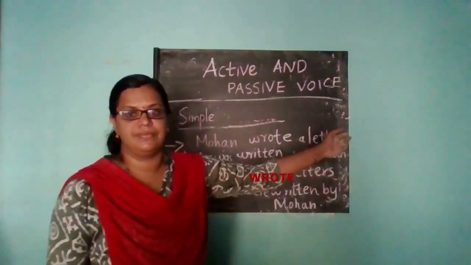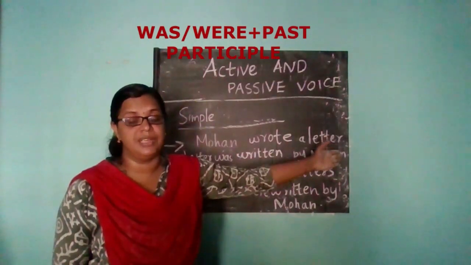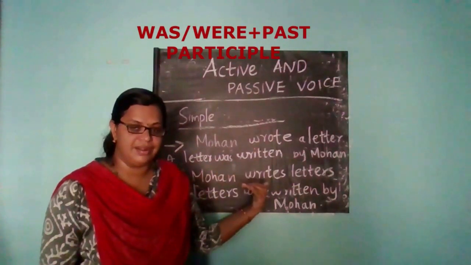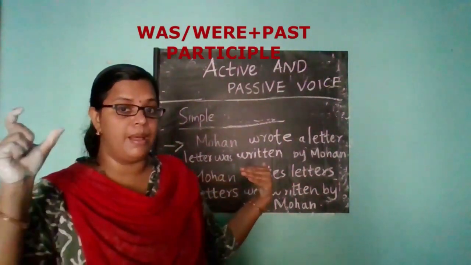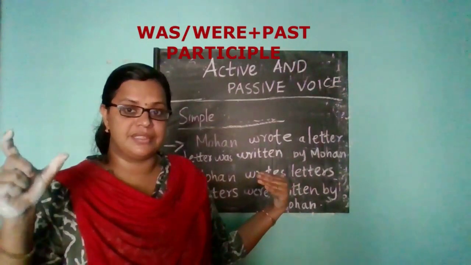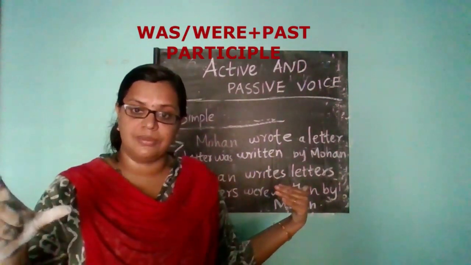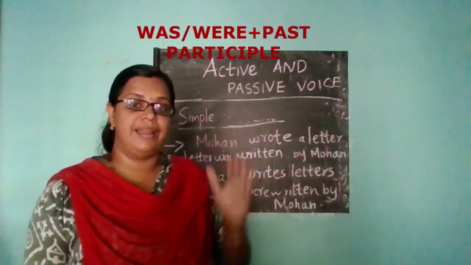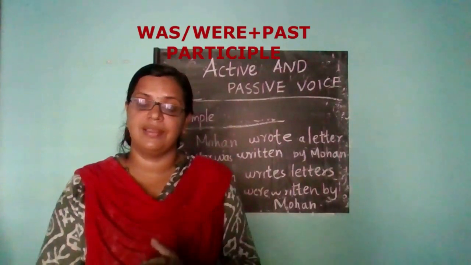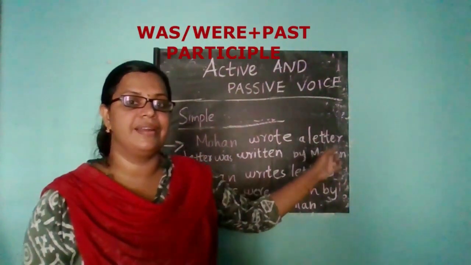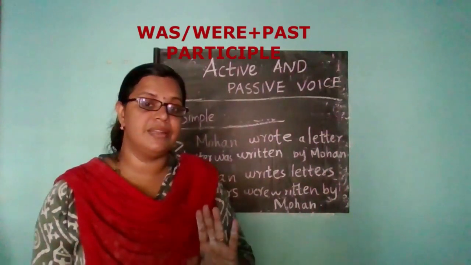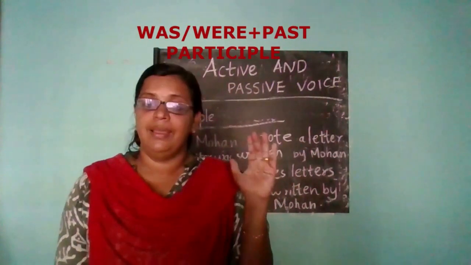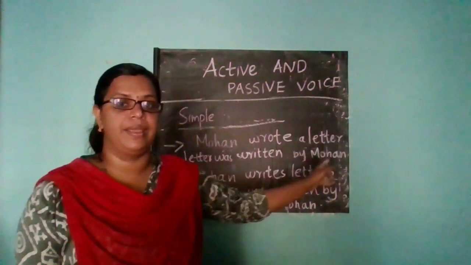Okay, so select the object. Which is the object? A letter. Then keep that object in the subject place. A letter, a singular. Then think about the tense. Which tense? Past tense. If the tense is past, you can use either was or were. A letter is singular, so you can use was. A letter was written, written V3 form. Always remember the main verb will be in V3 form. Okay, a letter was written by Mohan.